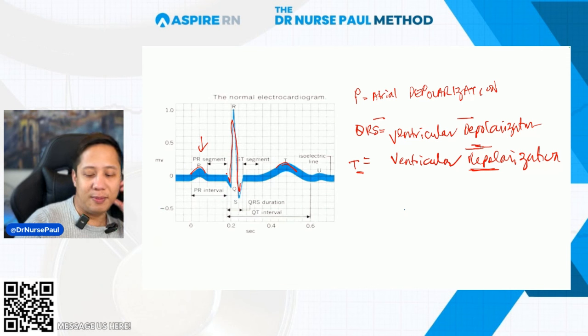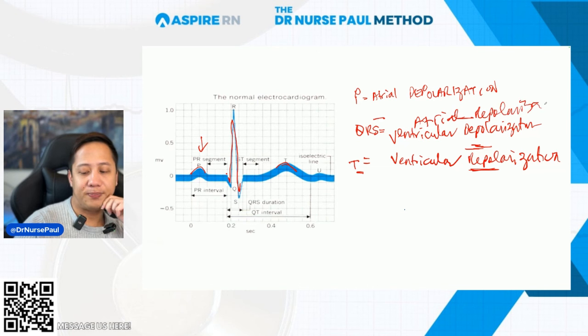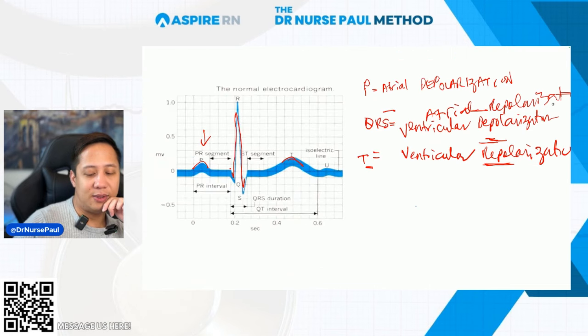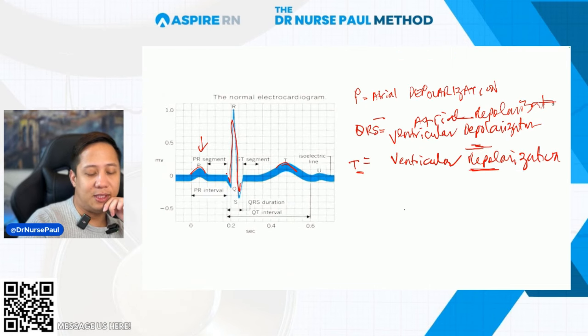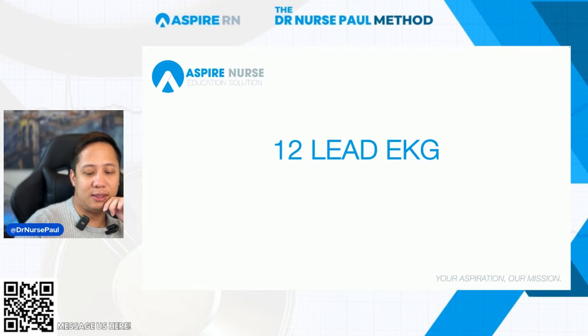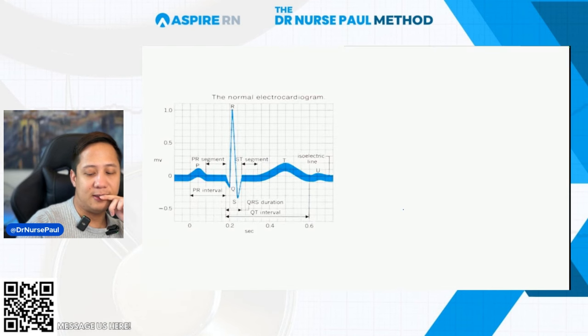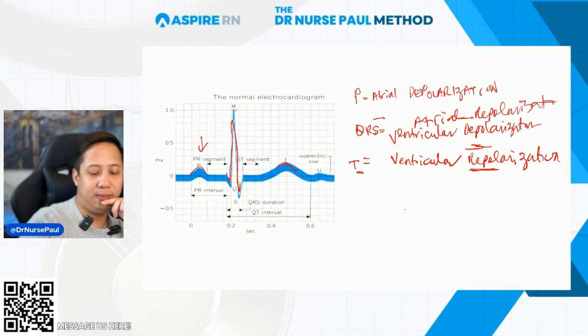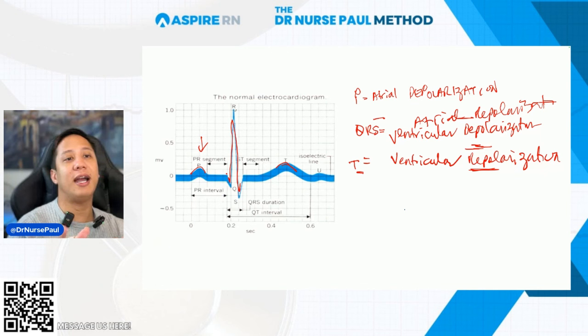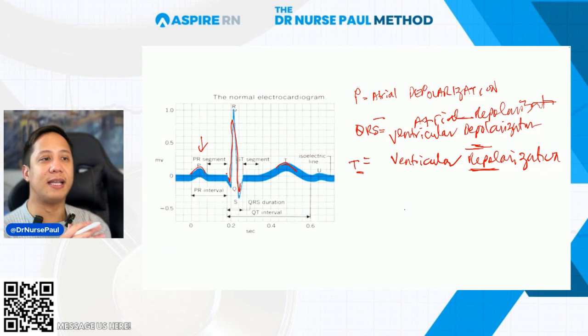What about atrial repolarization? Atrial repolarization is no longer important in EKG. It happens at the same time as QRS. Sorry about that. That was not intentional. It happens same time as QRS right here. Why does it keep doing that? I'm sorry, guys. It's not supposed to do that. We don't see that anymore because it happens same time as QRS. Plus, atrial repolarization is not important. In the EKGs, we focus more on the ventricles.